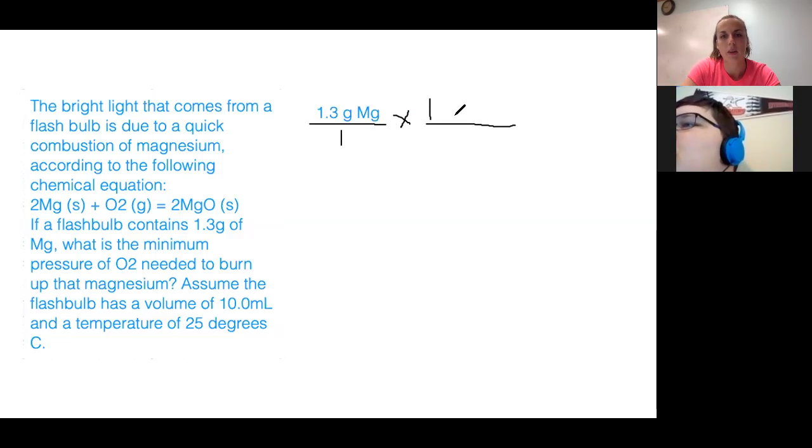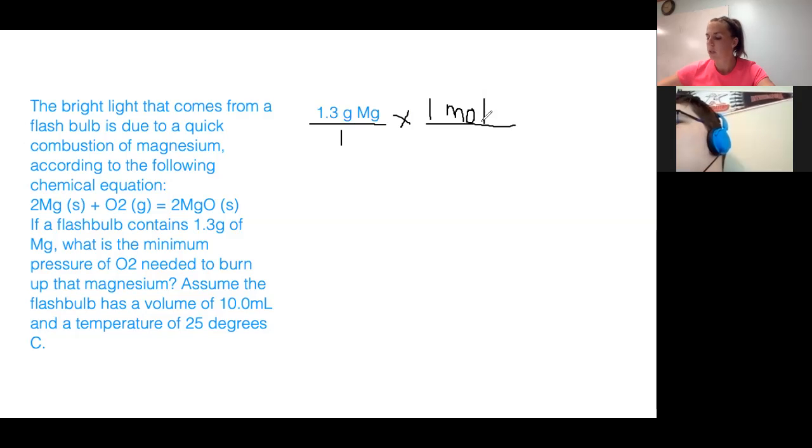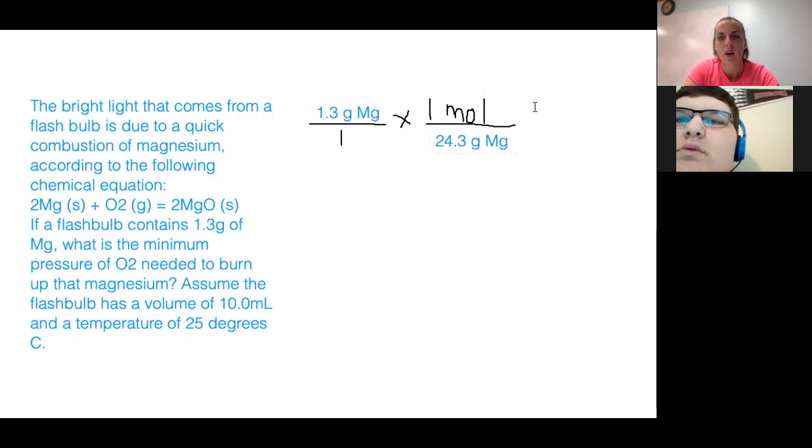So 1 mole is going to go on top. And then I'm just going to look at the periodic table to figure out how many grams are in 1 mole of magnesium. It's going to be 24.3. So 24.3 grams of magnesium are in 1 mole. This is my conversion factor. Once you put that in your calculator, let me move our little camera so I can see. Once you put that in your calculator, you will get 0.053 moles of magnesium.